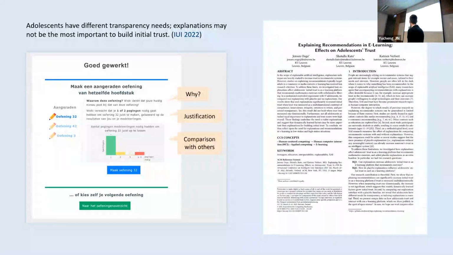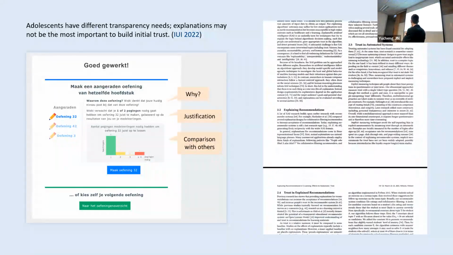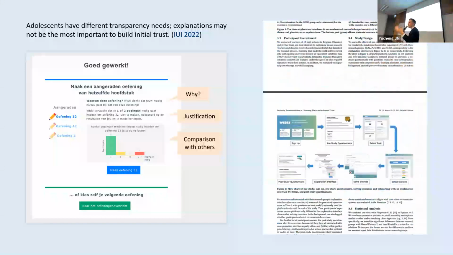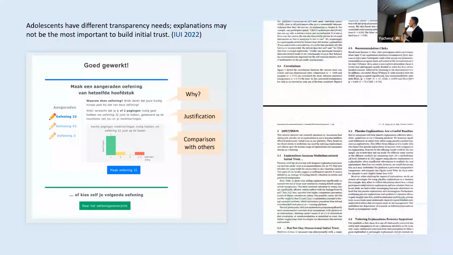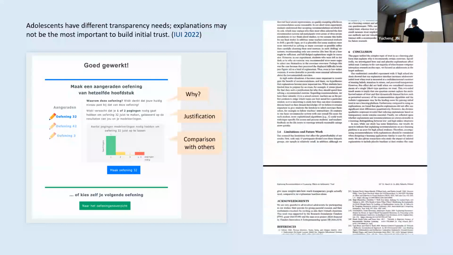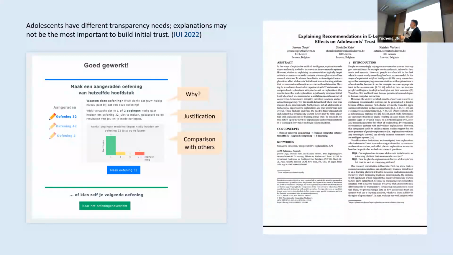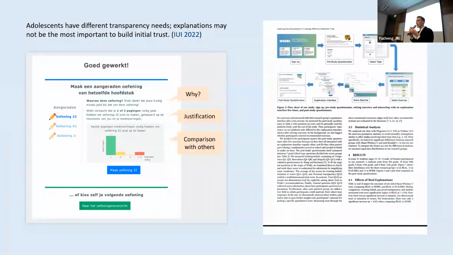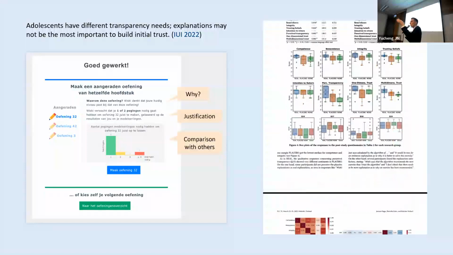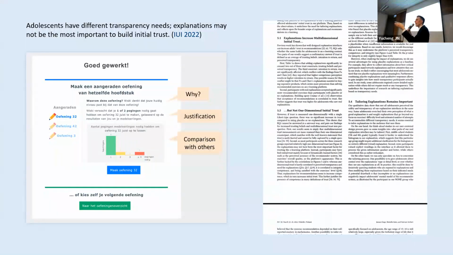I will translate. This is the interface that students saw after they made an exercise, and then the system suggested a new exercise. First there was a why, which said, we think that this exercise matches your competency level. That gave us a clue about what the model was based on.